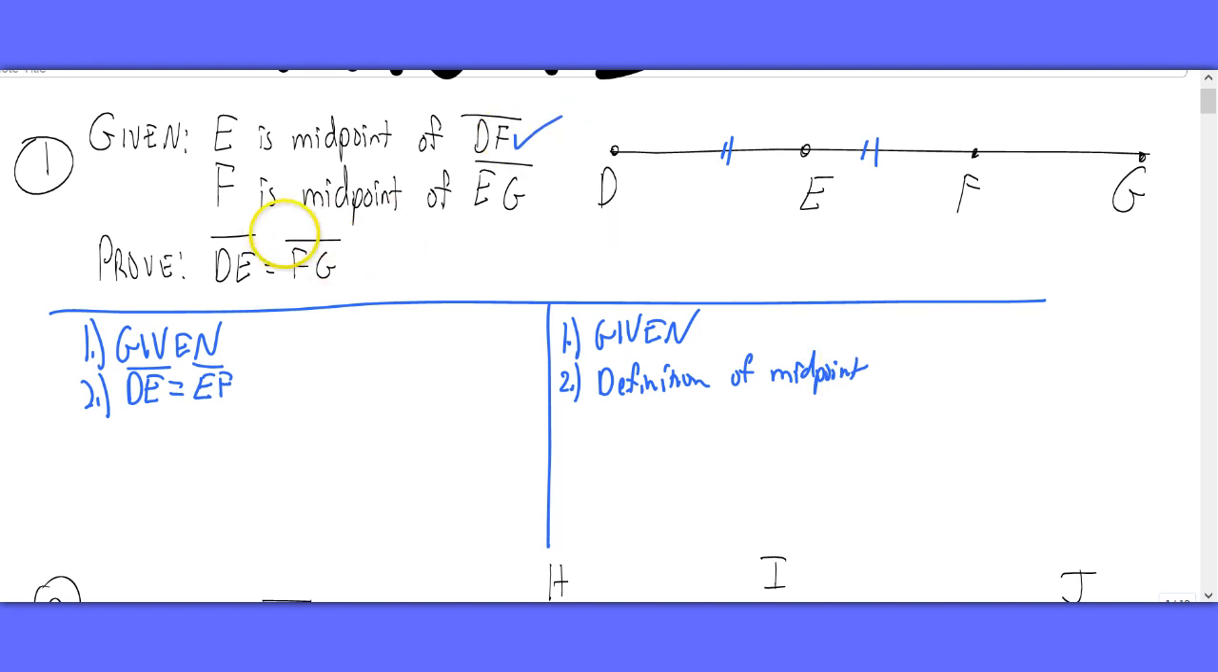Now we have the second part of the given where it says F is the midpoint of EG. That means that EF is equal to FG, and the reason is again definition of midpoint, so we can keep it in that same step.